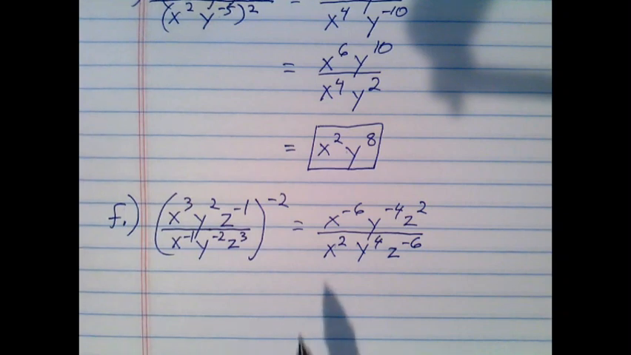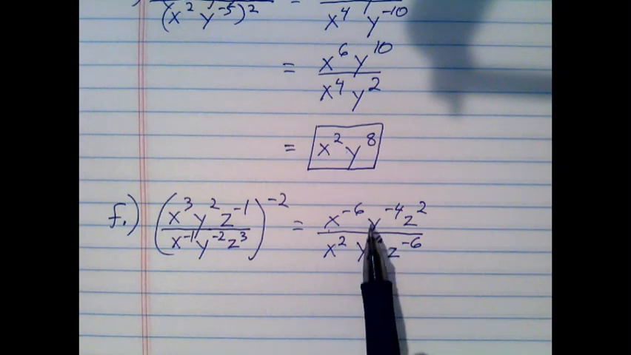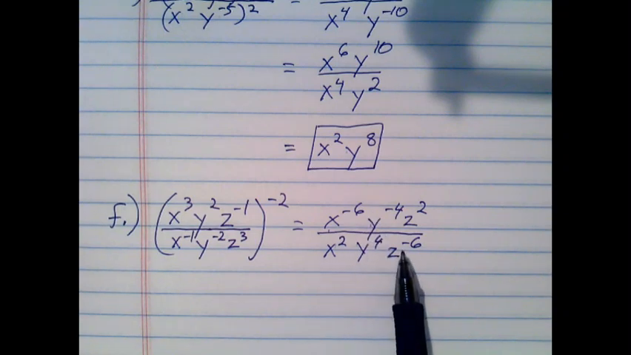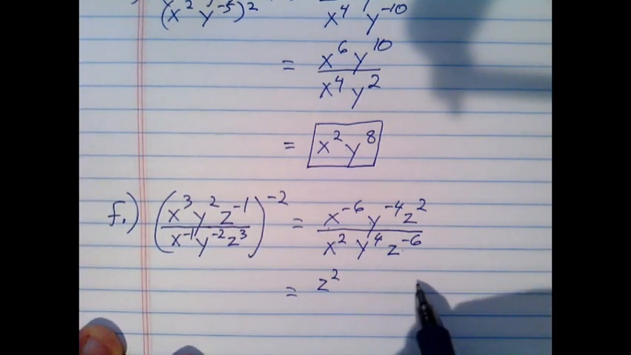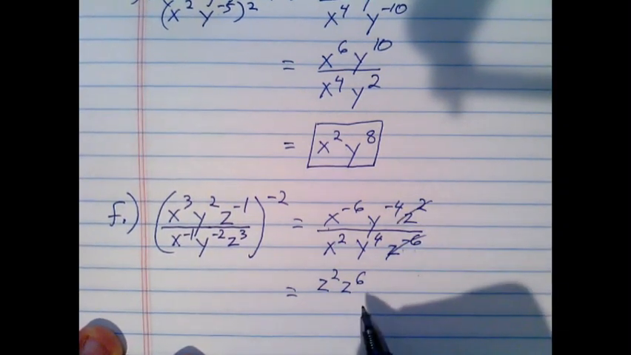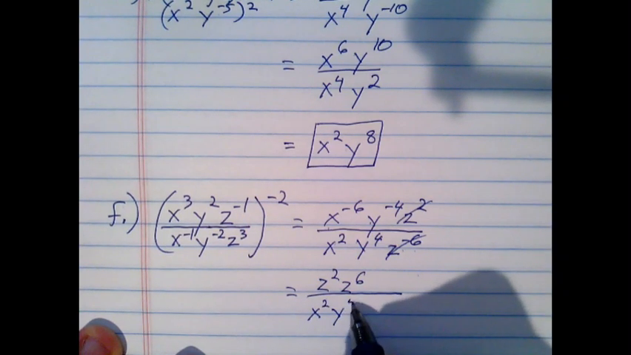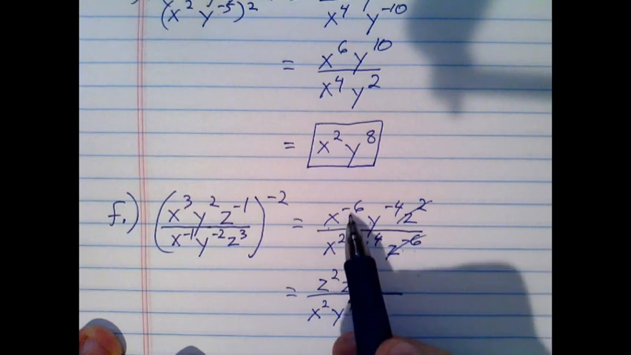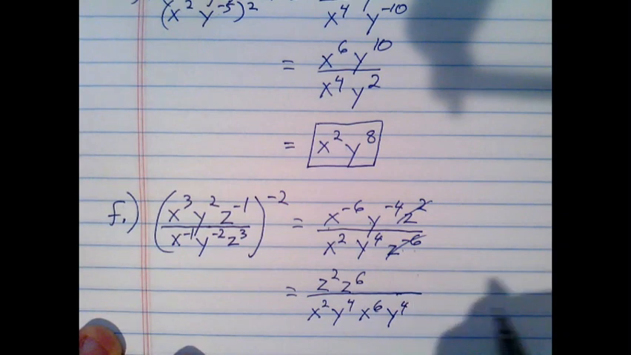Alright, now I'm going to take each factor that has a negative power and either move it from the numerator to the denominator, or if it's already in the denominator, I'll move it up to the numerator. So it looks like in the numerator, I'm just going to have the z to the 2 that's already there, and also a z to the 6. Now in the denominator, I'll have the x to the 2 and the y to the 4 that were already there, but I'm also going to pick up an x to the 6 and a y to the 4 coming down from the numerator.